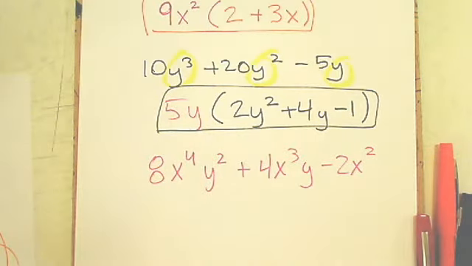8x^4y^2 plus 4x^3y minus 2x^2. Oh, it's going to get more difficult. Remember, this is advanced algebra. This is like college level that they do in college. If they go to any freshman college algebra class, this is the same thing they're doing. The other schools teach it to them. Let's go. Let's get it done.